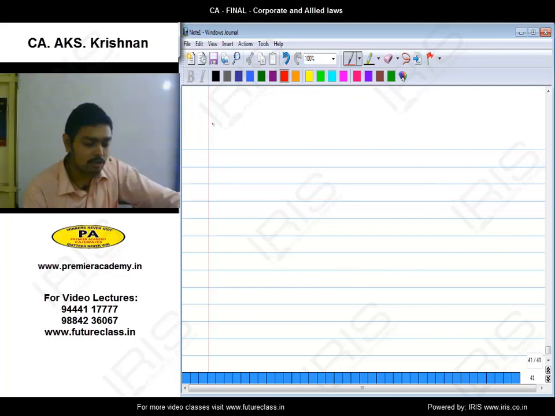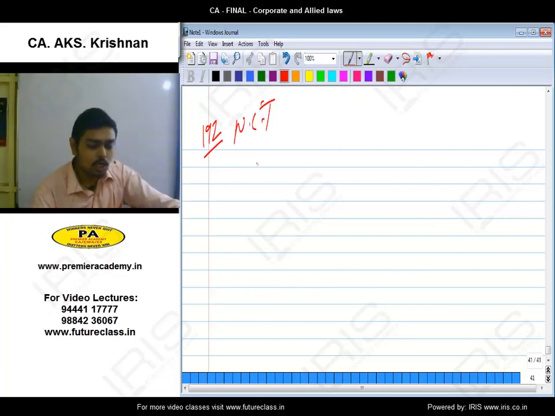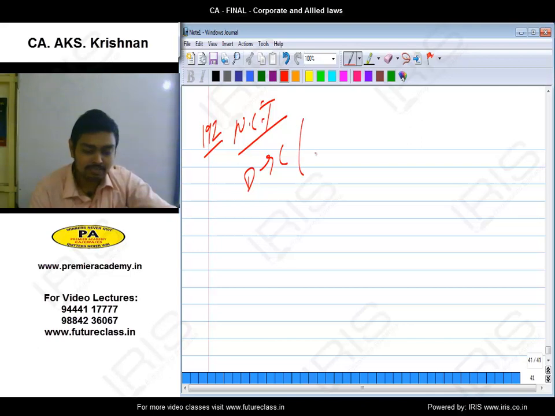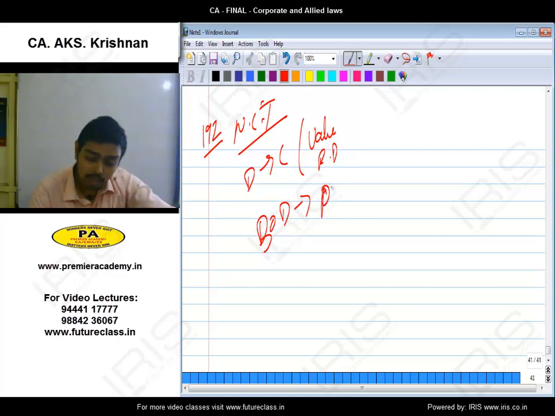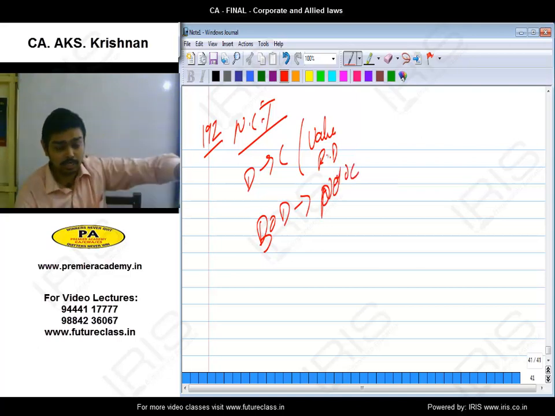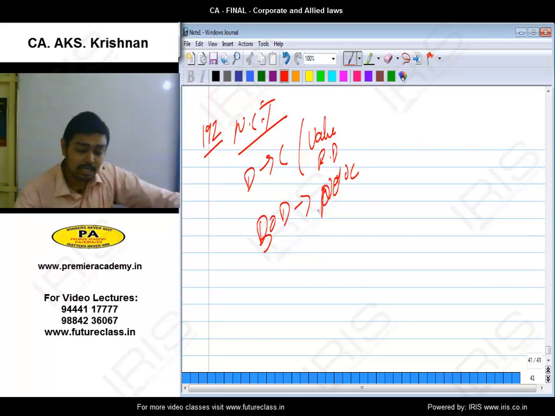Done. Then we will jump to section 192. What is a non-cash transaction? A director and the company should not enter into a non-cash transaction. First it should be valued by a registered valuer. Then the board of directors has to approve it. Then the vote is called for in a general meeting. You have to give this reason and the valuation certificate. Then an ordinary resolution in the general meeting has to be passed.